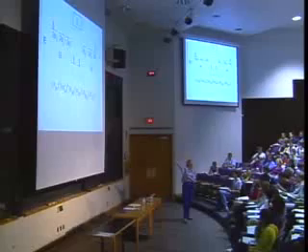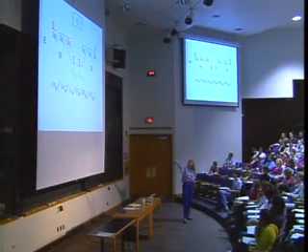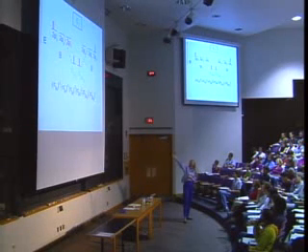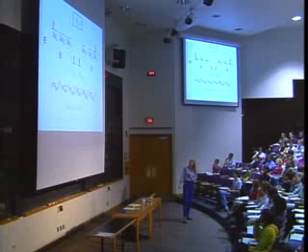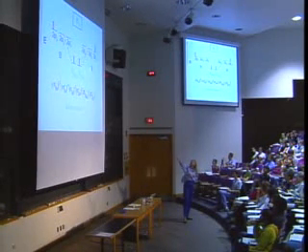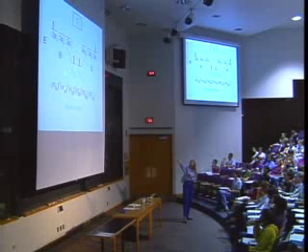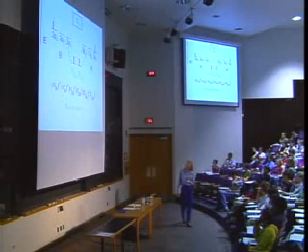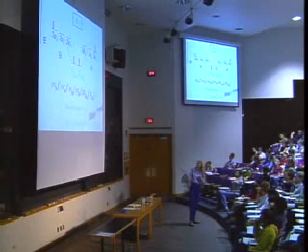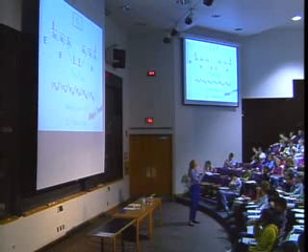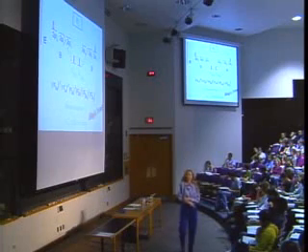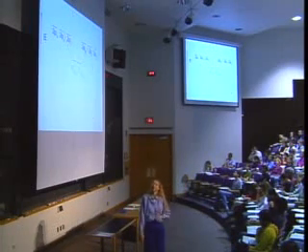Sigma 1s2, sigma 1s star 2, sigma 2s2, sigma 2s star 2, and now pi 2px1, pi 2px1. Let's calculate the bond order here. The bond order is 2, 4, 6 bonding electrons, 2, 4 antibonding electrons. 6 minus 4 over 2 is 1. We got a single bond, 289 kilojoules per mole. That's a pretty strong single bond. Okay? That's boron 2.